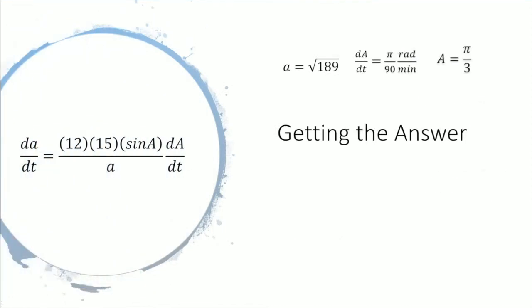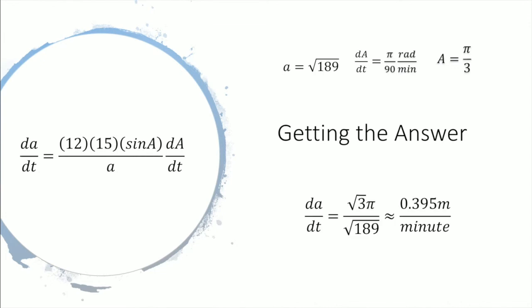Now that we finally know lowercase a, uppercase A, and also dA/dt, we can finally get the answer. Let's plug everything into the derived equation we reached earlier. We should have da/dt equals 12 meters times 15 meters times sine of pi over 3 over the square root of 189 meters, times pi over 90 per minute, which equals the square root of 3 times pi over the square root of 189. And that's our final answer.